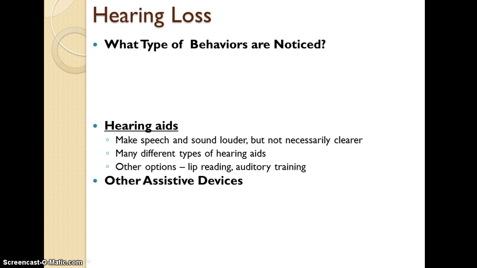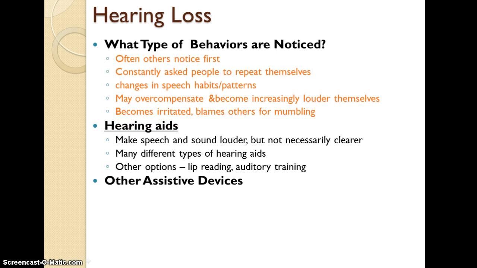Other options people can try if they don't want to wear hearing aids are learning to lip read, or they can do some auditory training. There are other assistive devices which we talked about. Cochlear implants have been very helpful, and they are more helpful in children than they are in adults.